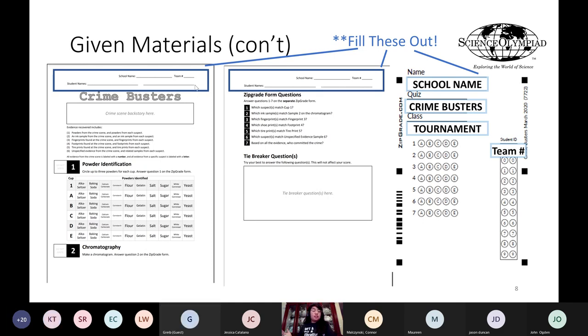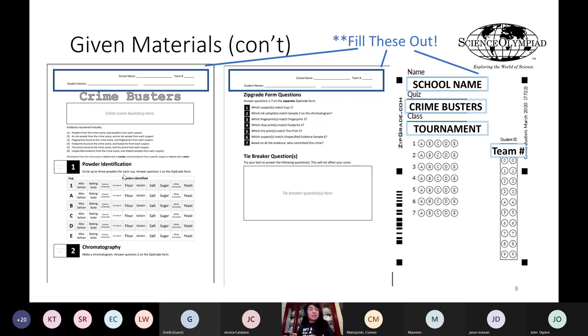Okay. So along with all of the previous listed materials, they also have papers that'll be given to them. And these papers have the questions that they need to answer so we can grade them, so your students can get placed, as well as a table where they will actually identify the powders.